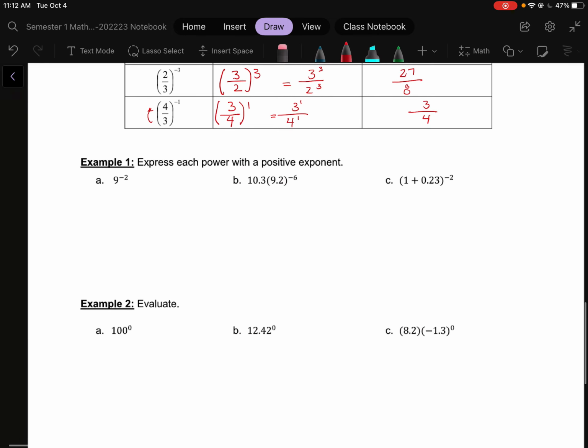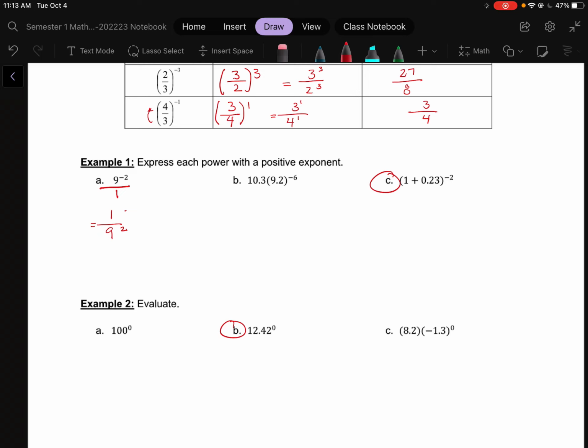Now, let's try some examples, and I'm going to get you to try some out on your own. I want you to try B out here on your own and C on your own as well. So, for example, A, we have 9 to the power of negative 2. Remember, when 9 is on its own, it's still always in a fraction, which is over 1. So therefore, when we flip it, it's 1 over 9 to the power of 2. Okay? So what we have to do, because the negative 2 is with the 9, we keep it with the 2.